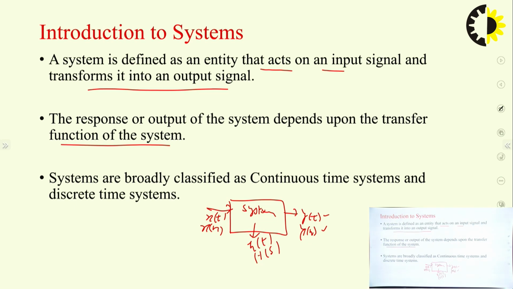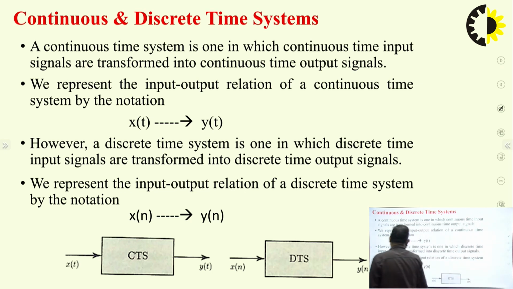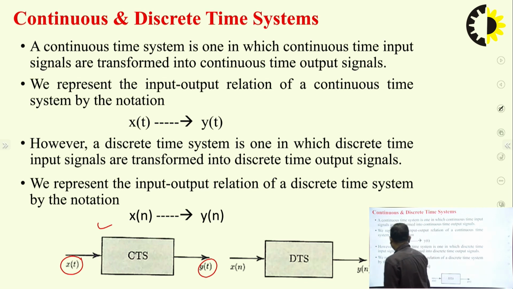Okay. And systems are again broadly classified as continuous time systems and discrete time systems, like in the case of continuous and discrete time signals. So now we will see continuous and discrete time systems. A continuous time system only processes the continuous time input. Okay. So you can see x(t) is continuous time input and you are getting the continuous time output signal when you are passing this through a continuous time system.